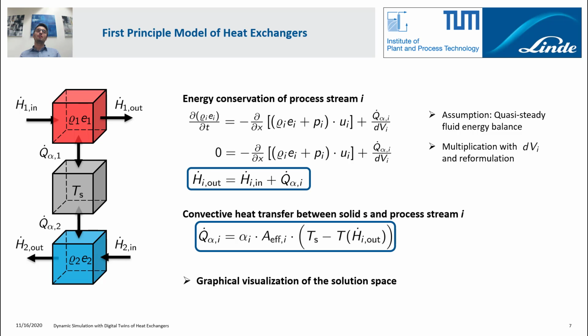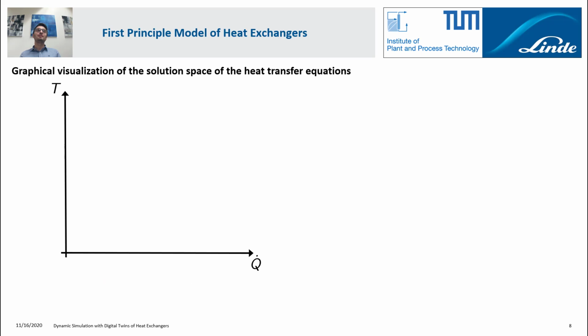The solution of this governing equation system can be graphically visualized. This is done in two dimensions. The first dimension is the transferred heat Q dot. The second dimension is the fluid temperature T. First we assign the inlet fluid temperature and the wall temperature Ts. We assume that the wall temperature is higher than the fluid inlet temperature.